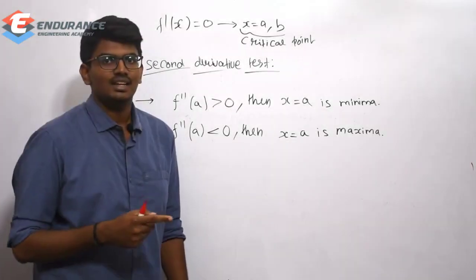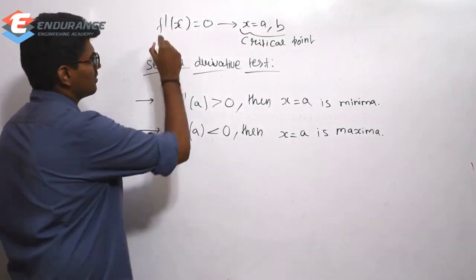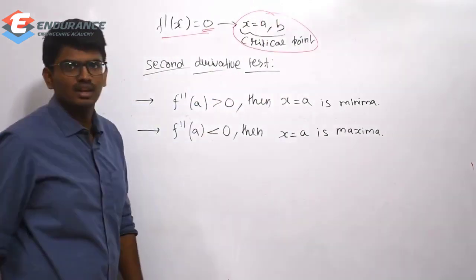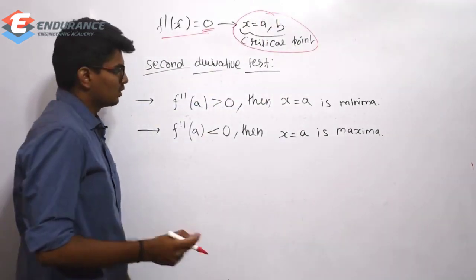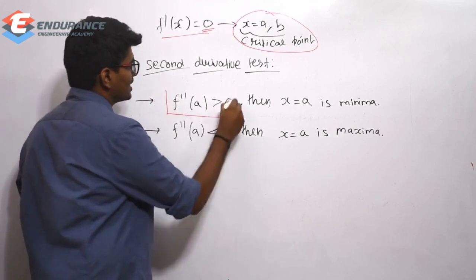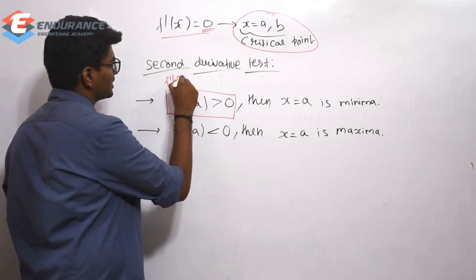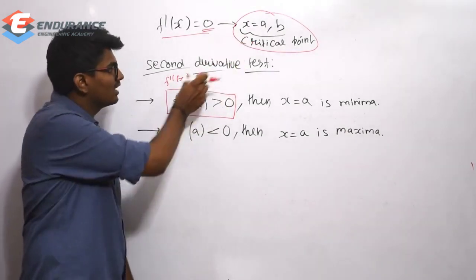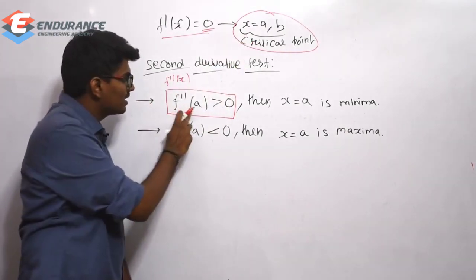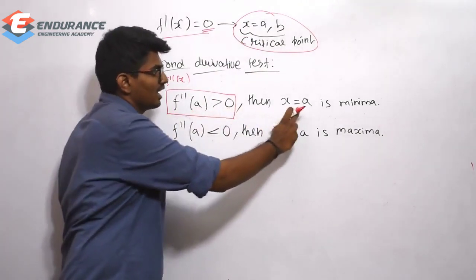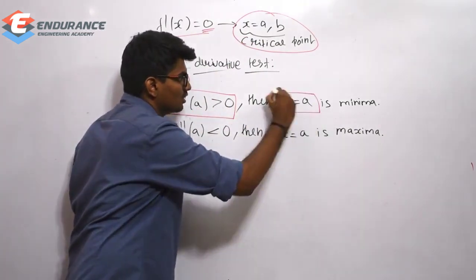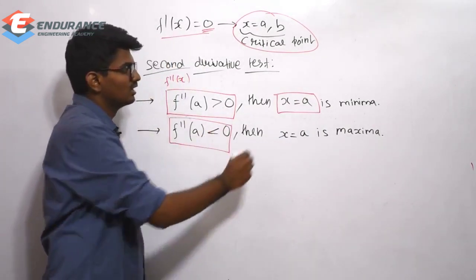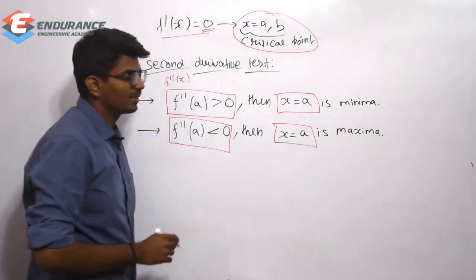Now we will see the second derivative test. The first step remains the same. Find f dash of x, equate it to 0, and you will get critical points, x equal to a, b, c, whatever it is. Then differentiate f of x again, that is, find f double dash of x, and substitute whatever critical point you are getting. If f double dash of a is greater than 0, then x equal to a is minima. If f double dash of a is less than 0, then x equal to a is maxima.